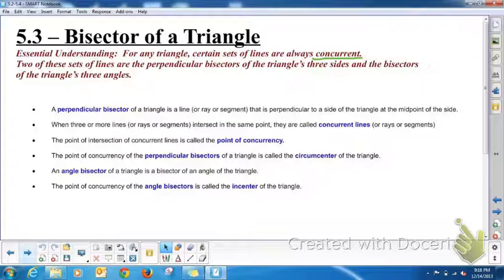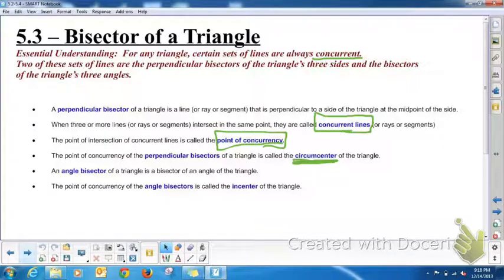When 3 or more lines or rays or segments intersect at the same point, then they are called concurrent. Concurrent means they all meet together. The point of intersection of concurrent lines is called the point of concurrency. It means where they all meet up. The point of concurrency of the perpendicular bisectors of a triangle is called the circumcenter. All of these special lines and triangles, they all have their own special point that they meet at. It has its own name.